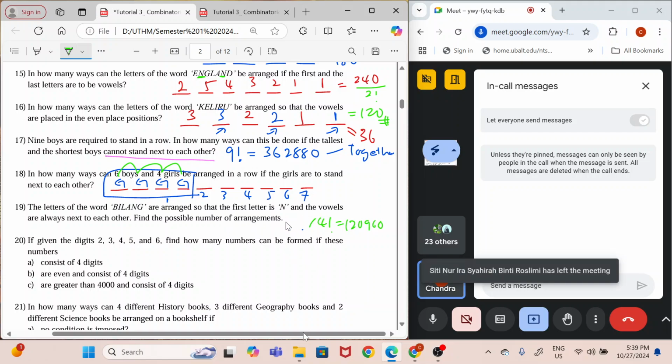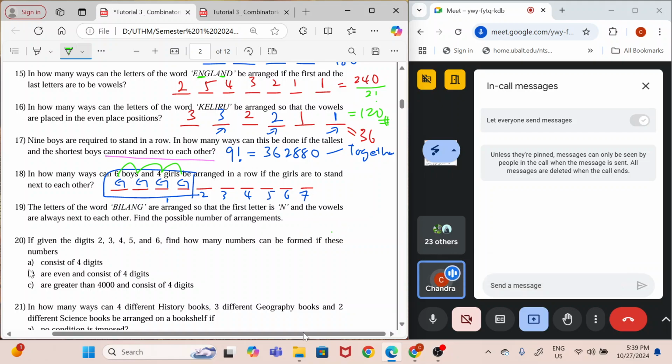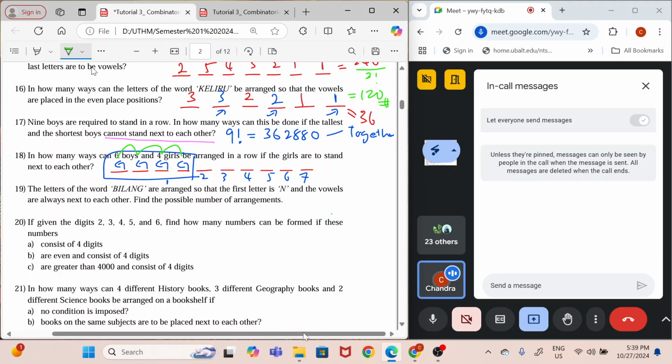19 now. We will do until 20 here. Okay, we will do until 20, and then I want to do a little bit on combination also. 19 here.